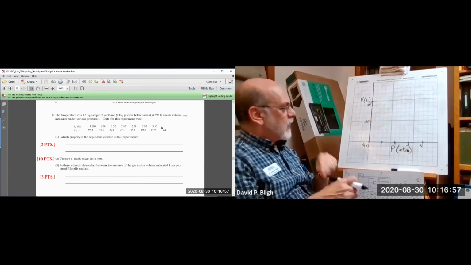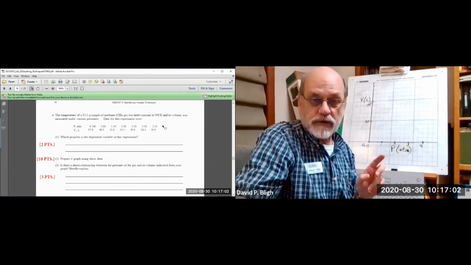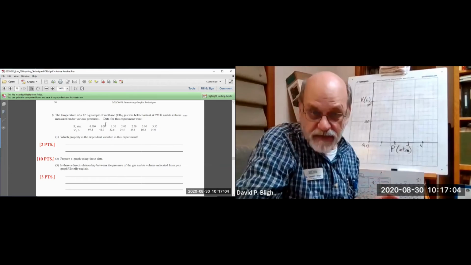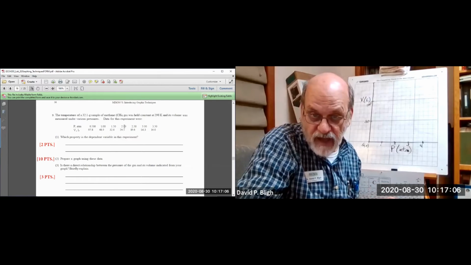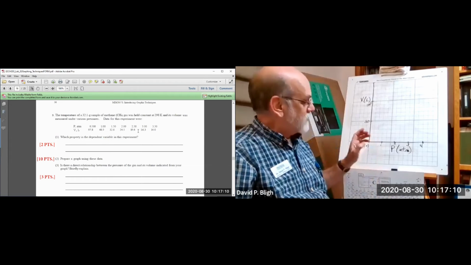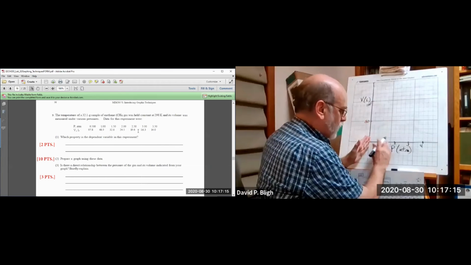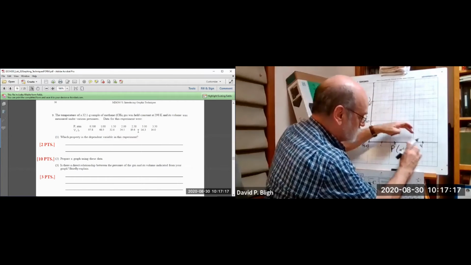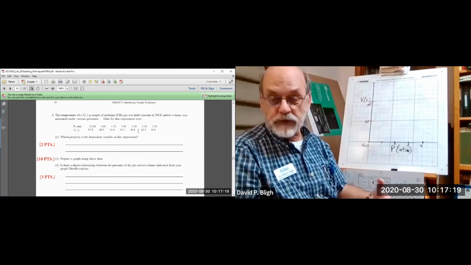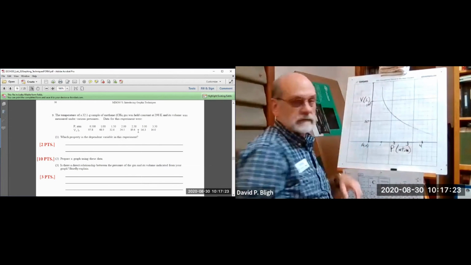All right, so I'm not going to draw the points, but I'm going to tell you what the shape is like. Notice first what happens. As the pressure goes up, what happens to the volume? The volume goes down. That means that as the pressure goes up, this one goes down. So for each point here, this comes down. Okay, that's an inverse relationship. And it's going to look something like that.